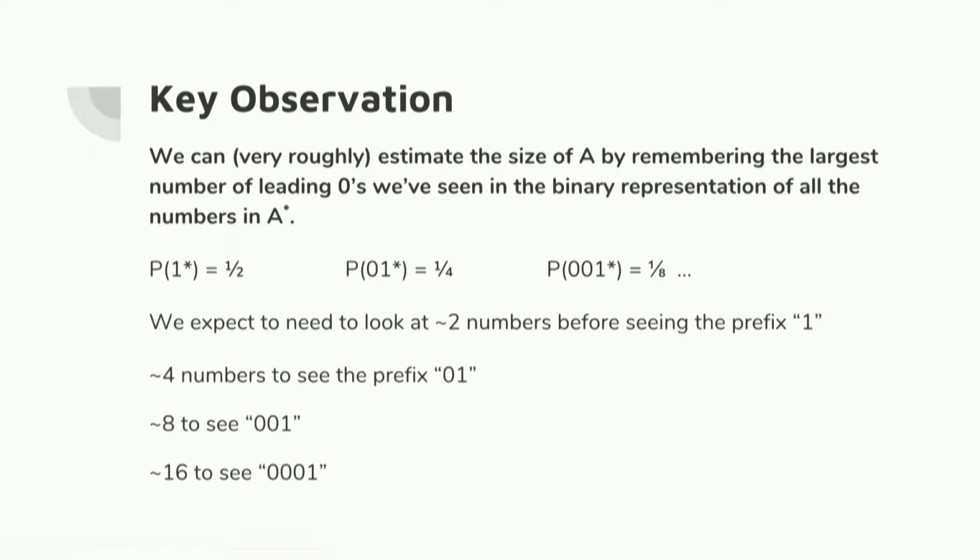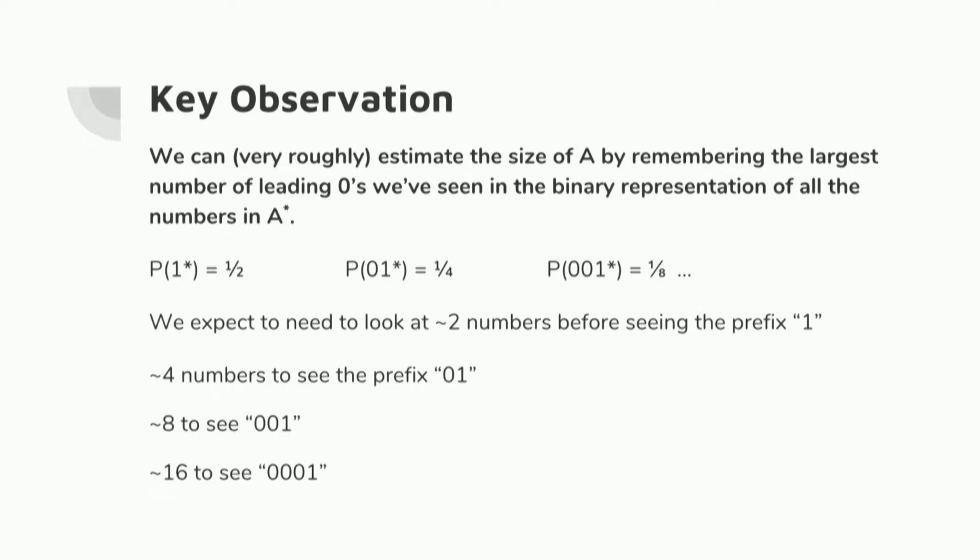This is really the kicker here: we want to answer a question about size. We want to know how many things we have looked at. Keeping in mind these probabilities, we expect that we need to look at, for example, two numbers before seeing a number that starts with a 1. The probability is 1/2, so on average you're going to have to look at two numbers before you see something that starts with 1. And this is the expectation of an event in the geometric distribution, if anyone is interested in that.